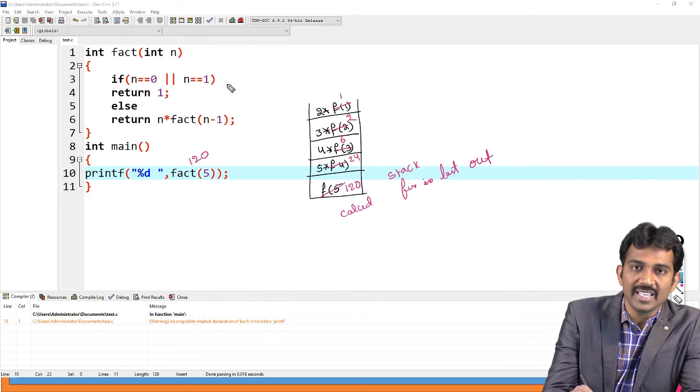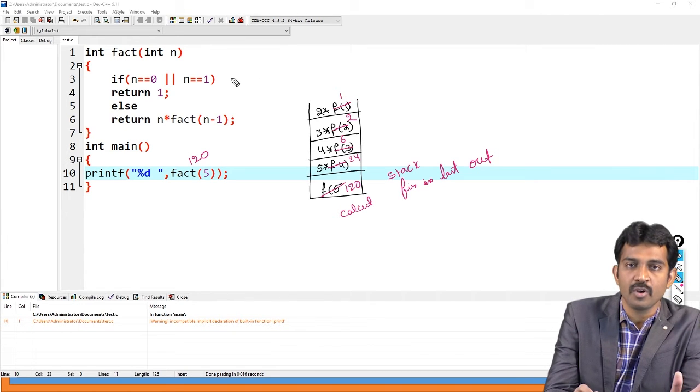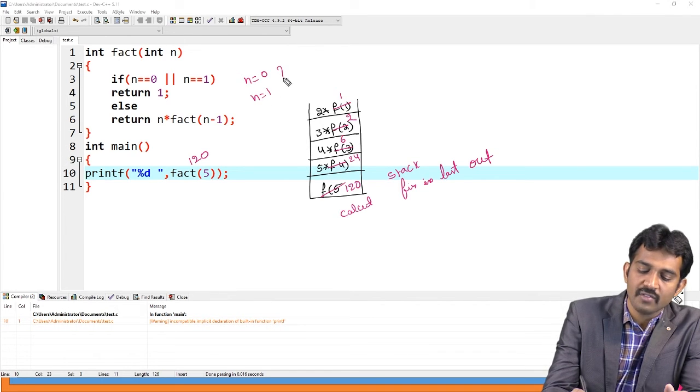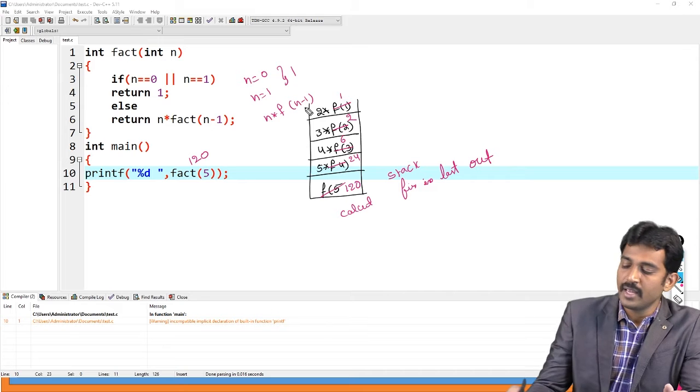Recursion means you should be clear about when to stop the process. When the n value is 0 or 1, then the factorial is 1. In the remaining cases, you need to calculate n into factorial of n minus 1.